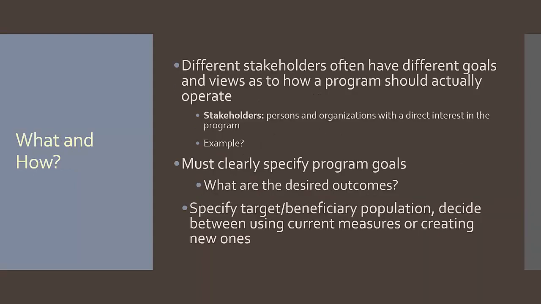Oftentimes what you find is that different stakeholders want different things, right? Different stakeholders want different outcomes. Like, let's think of body-worn cameras. Police officers probably want the cameras to be used for evidentiary purposes. So they're probably looking at, are we getting more convictions in court? Whereas community groups like the NAACP or ACLU might want to see more sustained complaints against police officers or less use of force. So depending on who the stakeholder is, there might be a different outcome that they want.